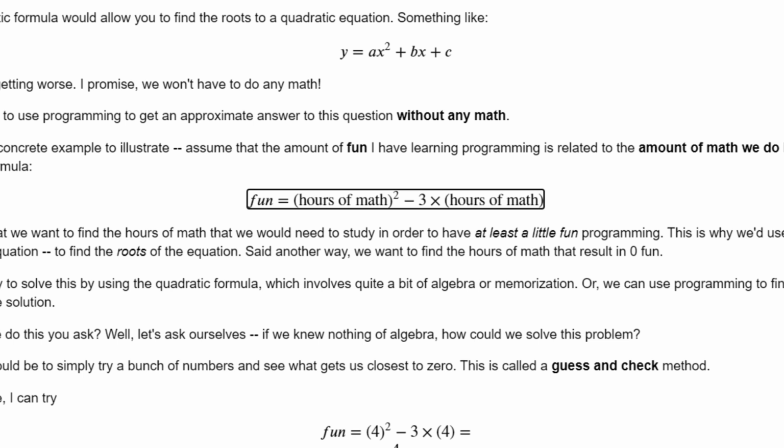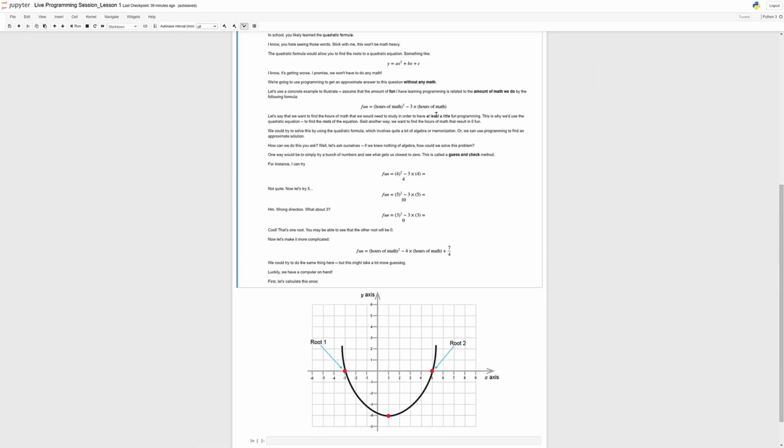That's these points, these roots, right? Where is this going to be 0 is the question. Now, what we're going to try to do is use this guess and check method. Basically, we're going to plug in a whole bunch of different numbers for hours of math until we get 0. And then that's going to be one of the roots of the equation, right? This is the approach we're going to take to try to solve this problem.